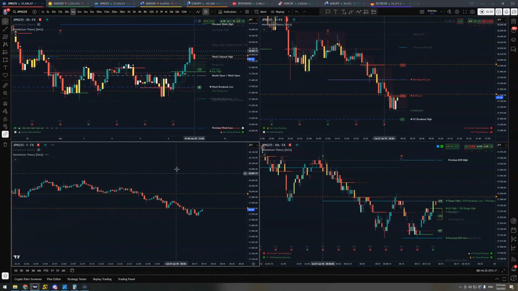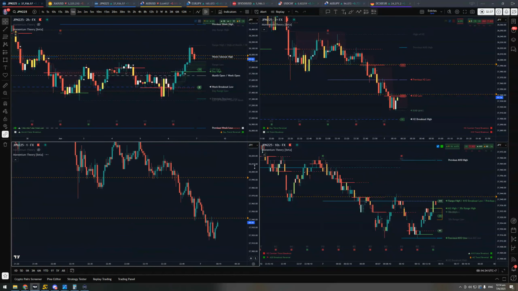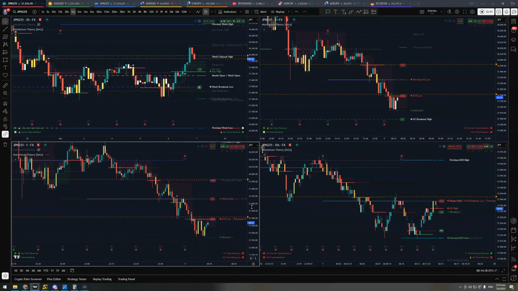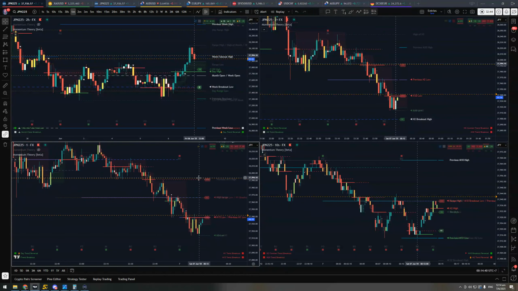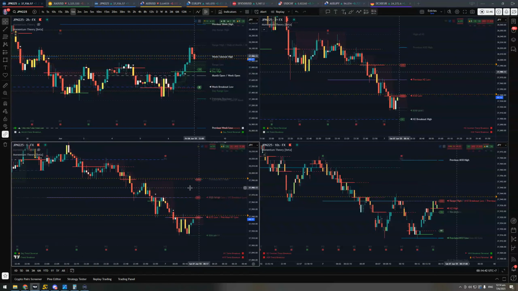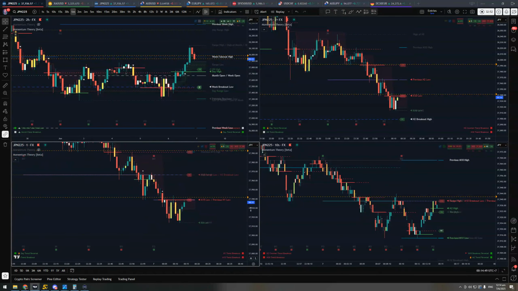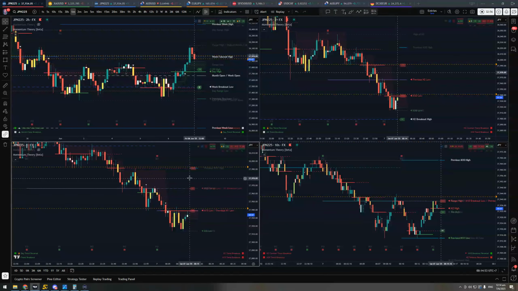If I drop down to M1, the M1 entry is also at that M30 breakout level. So this is definitely the safer entry at this point, which actually might change here in 10 seconds for the M1. The breakout level is going to get pushed down.